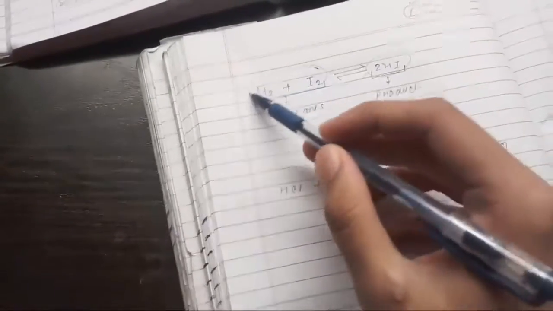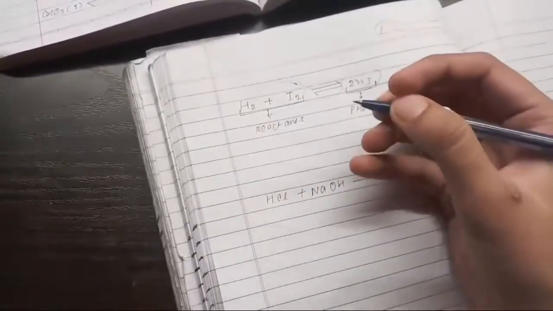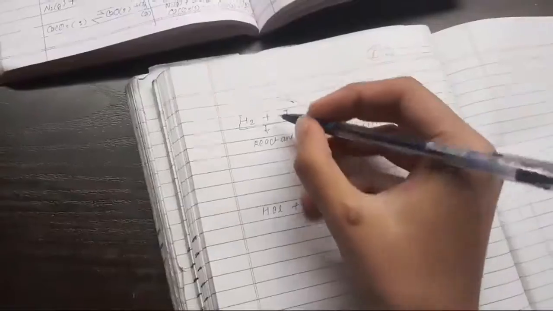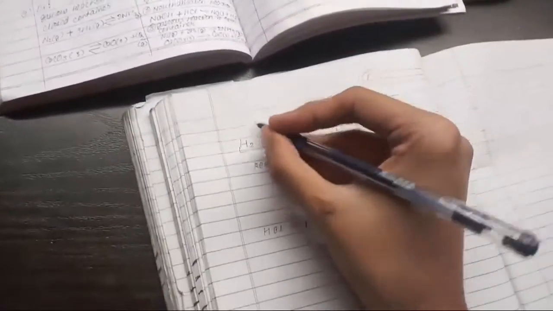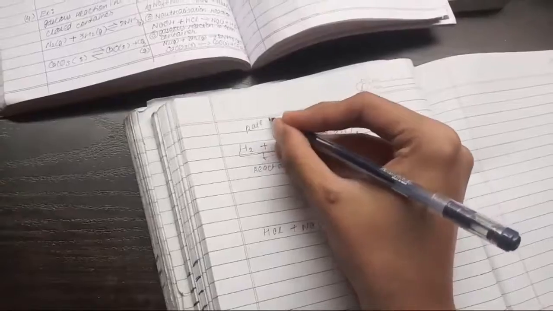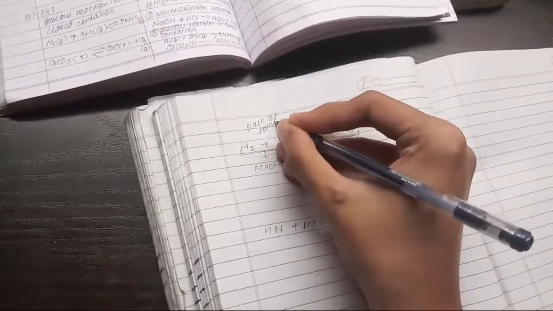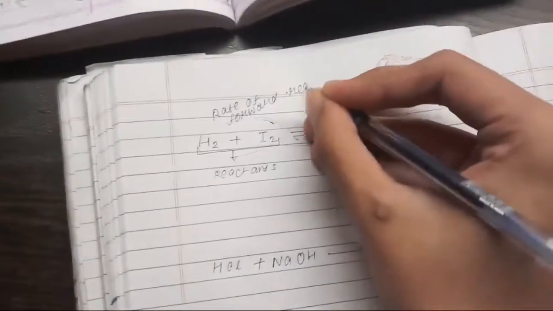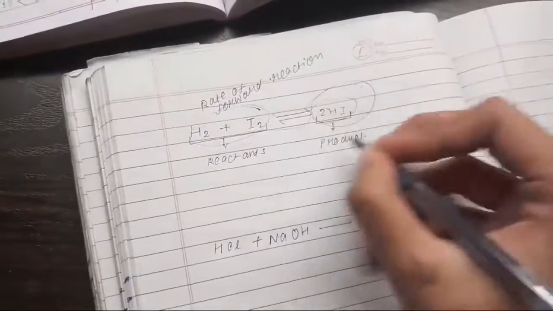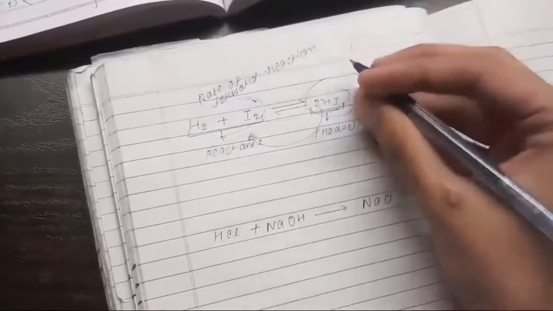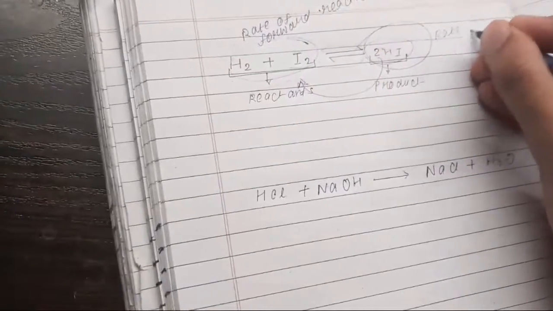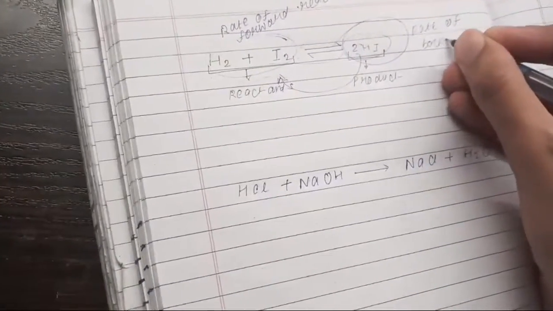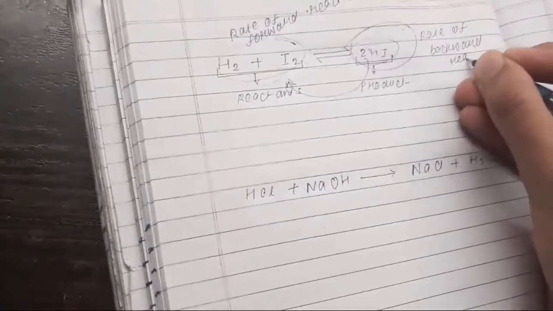Now these are reactants and these are products. The rate at which the reactants react among themselves is called the rate of forward reaction. And when products react to give reactants, the rate at which the products react is called the rate of backward reaction. So this is what it meant.